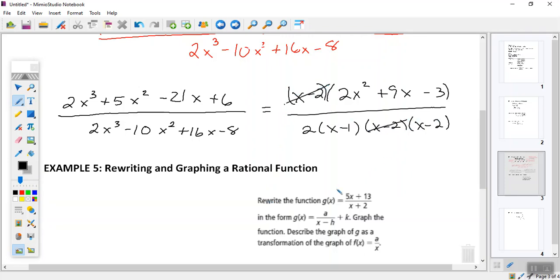Guys, what did we get for an answer yesterday? That same 2x squared plus 9x minus 3 over 2 times (x minus 1) times (x minus 2). Same thing, right? Guys, I think I want you going this route, and here's why. I think it's a lot easier to know a method instead of trying to figure out whether I just go to the least common denominator.